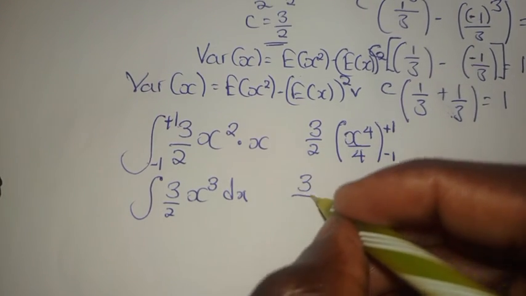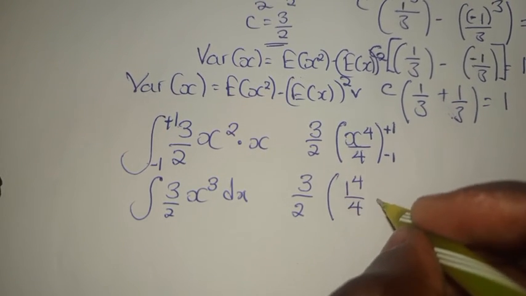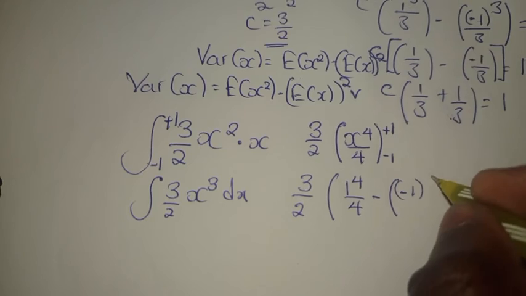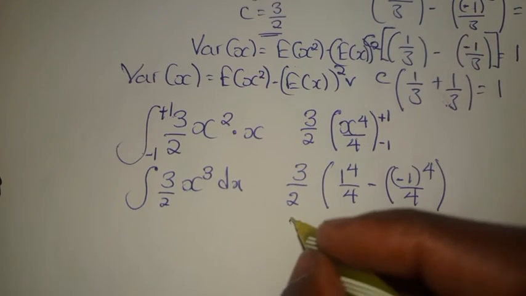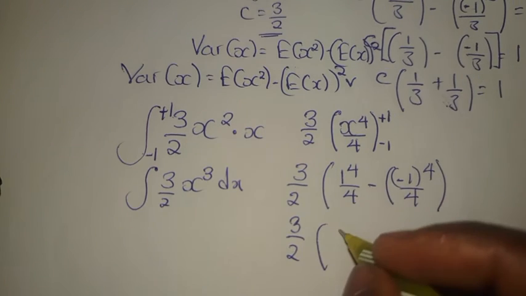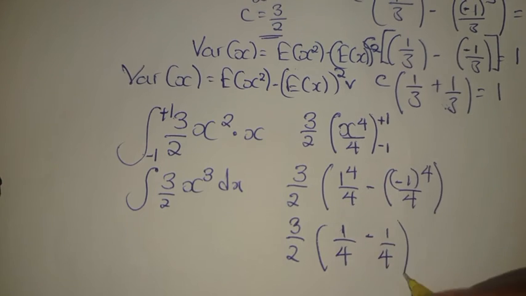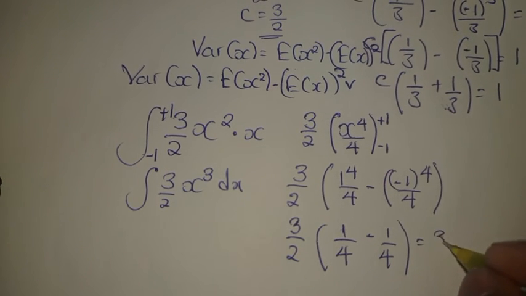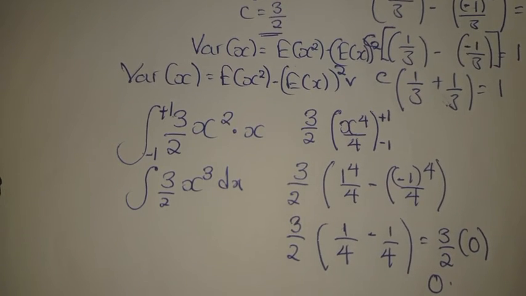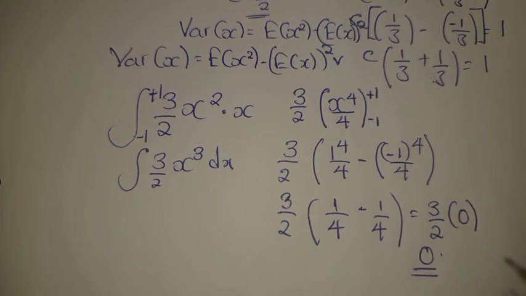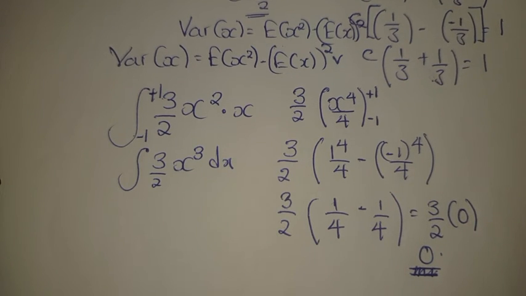So having done this, we continue. We just replace here 1 to the power 4 over 4 minus -1 to the power 4 over 4. So this is what we have now. We know for sure that 1 to the power 4 is 1/4, and -1 to the power 4 is 1/4. And remember, these are the same, and if they are the same, the resulting outcome will be a 0, and any number multiplied by a 0 is still a 0. So this is how you calculate the expected value of x when given the probability density function.